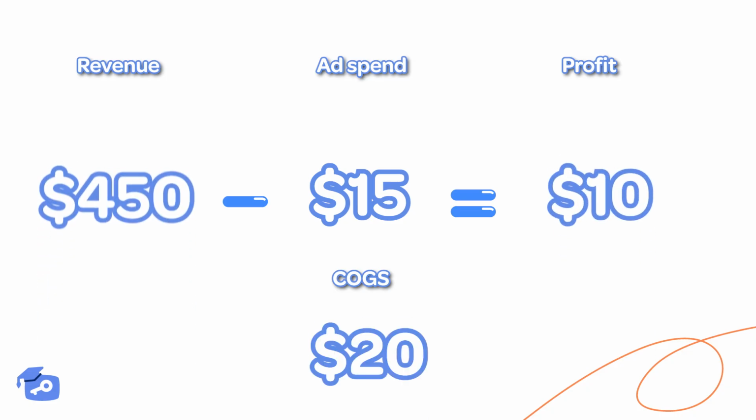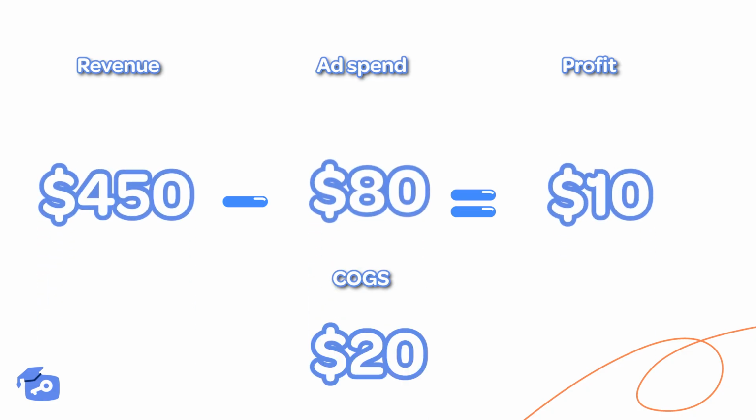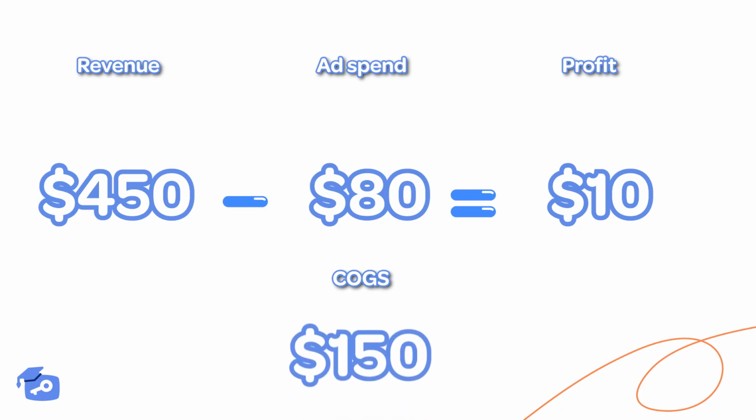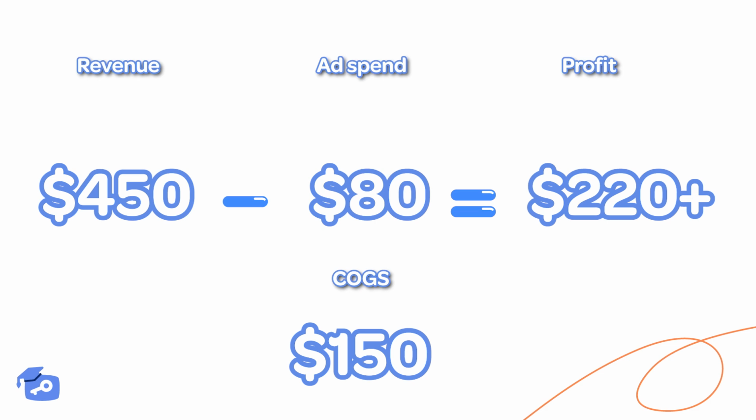If you're selling a $450 product, ads might cost more, maybe around $80, but if your revenue is 10 times higher and your costs don't increase nearly as much, that's how you give your budget more room to work and build a profitable ad strategy from day one.